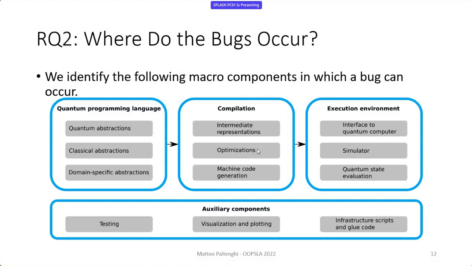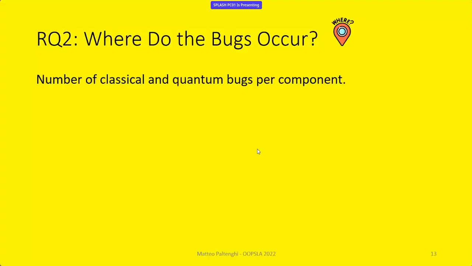Then on the bottom part, we have more auxiliary components related to testing or visualizing the input, which in this case are distributions sometimes, or even the circuit that you saw in the beginning. So there is a bunch of plotting things. And then there is also infrastructural glue code, let's say. So now let's look at the results.